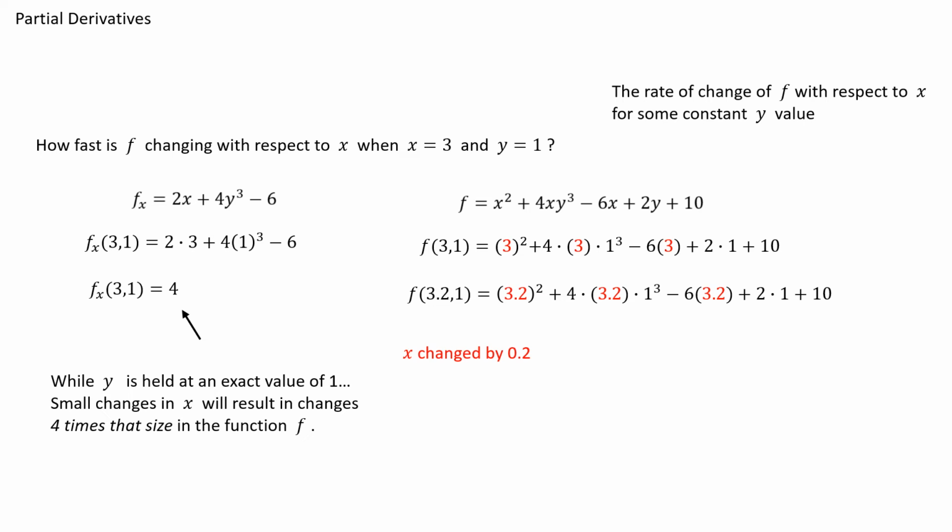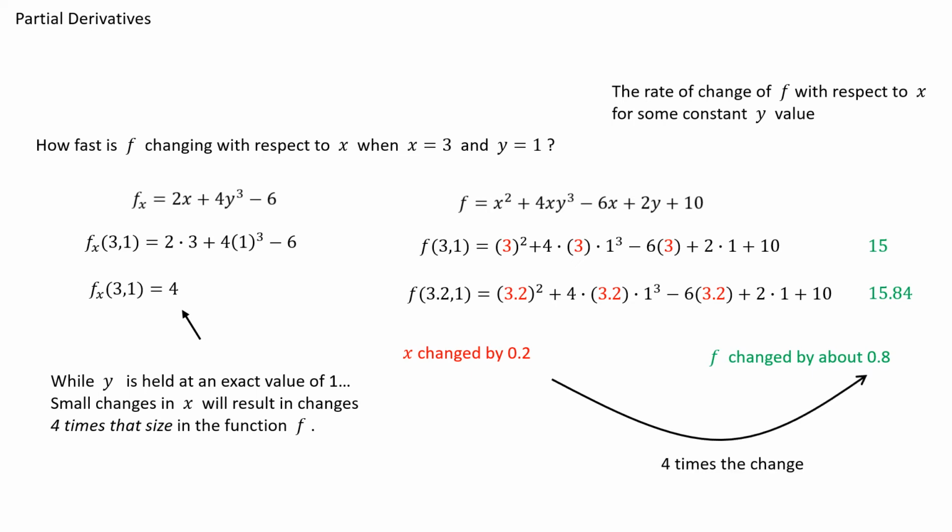Notice that x changed by 0.2 while holding y constant at 1. The function went from 15 to 15.84. That's a change of about 0.8, technically 0.84, but I'm just trying to give a rough sense of an approximation here. And you'll notice that this small change in x led to 4 times that amount of change in y. Why does this not work exactly?